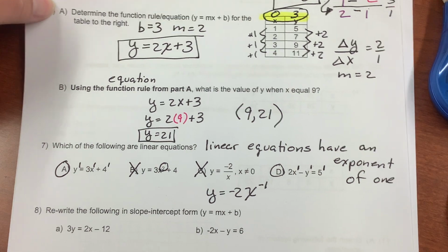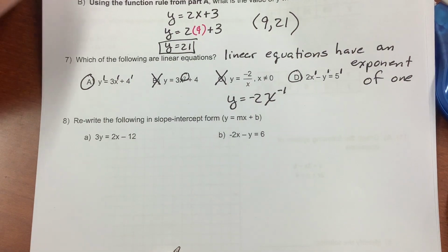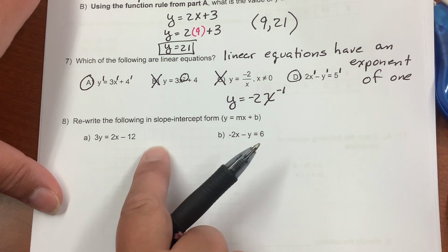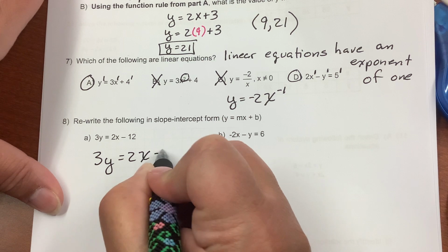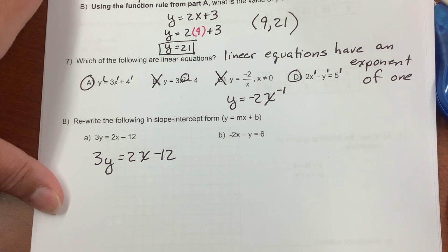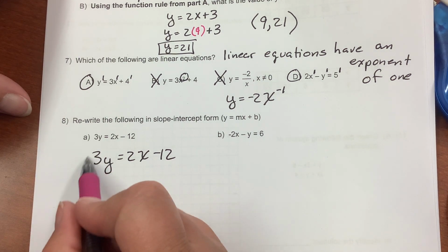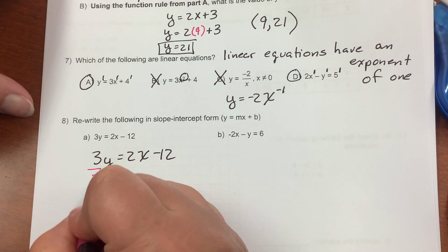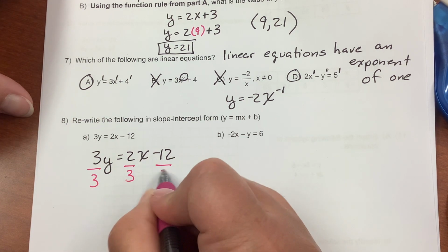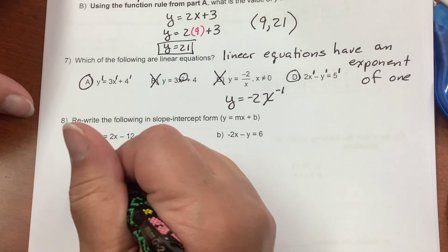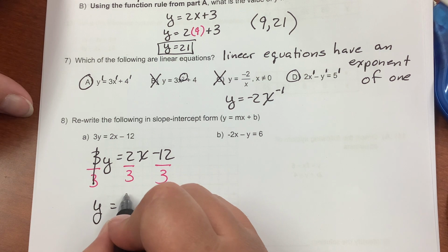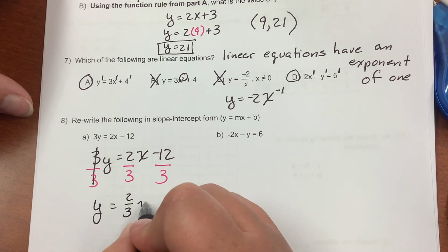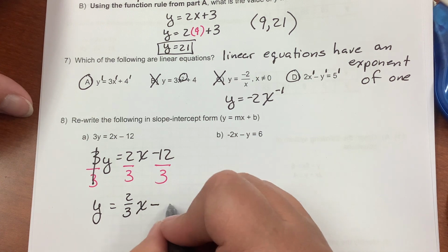All right, rewrite the following in slope-intercept form. Oh, that's kind of like the homework you had last night. So let's do this. 3y equals 2x minus 12. In order to change that into y equals mx plus b, I have to get rid of the coefficient of y. So let's divide everybody by 3 to get rid of that coefficient. 3 divided by 3 is 1, so the y stands alone. 2 over 3, keep the fraction, 2/3 x minus 4 divided by 3.